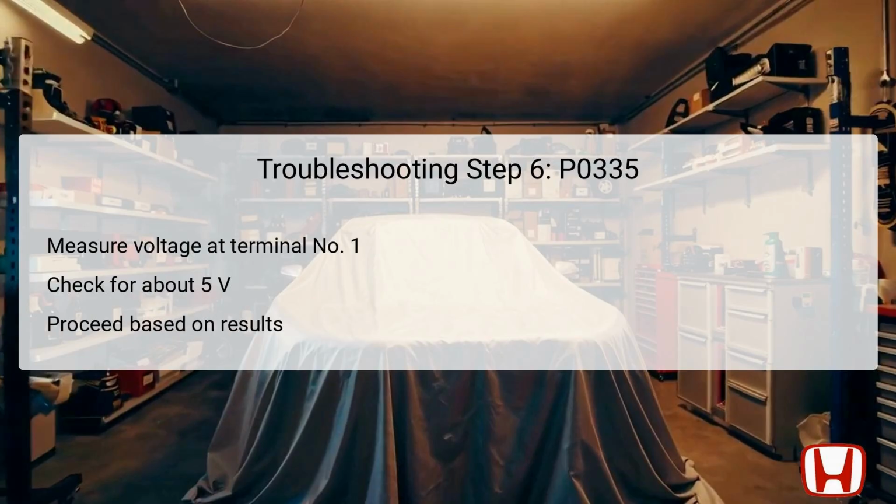In the final troubleshooting step, we will measure the voltage at the CKP sensor 3P connector terminal number 1 relative to the body ground. This measurement is crucial because we are verifying the voltage output specific to the sensor's performance. The expected reading is approximately 5 volts. If this voltage is present, it confirms that the CKP sensor operates correctly, allowing us to address any other issues that may trigger the DTC P0335.